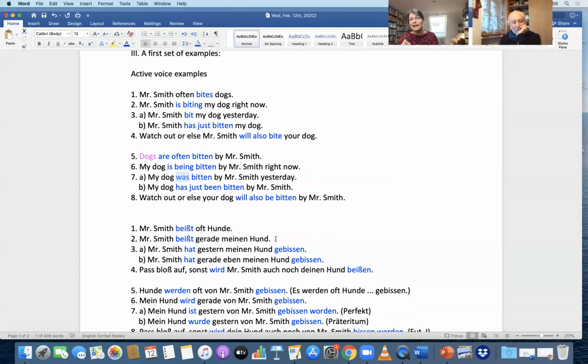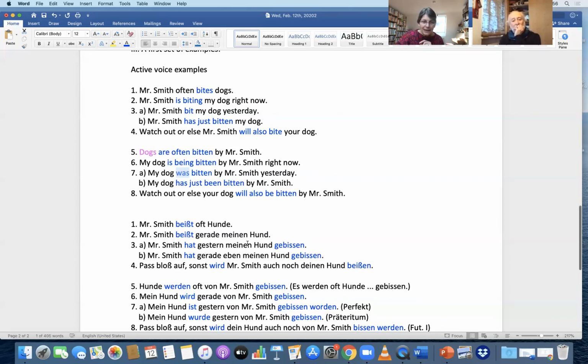Here in the Rhineland, where I live, we can say, der ist gerade den Hund am beißen, but I don't speak Rhinelandish enough, so I can't. It has its own rules, but there is a progressive tense in some dialects, but standard German doesn't have that. Also beißt gerade meinen Hund, he is biting my dog right now.